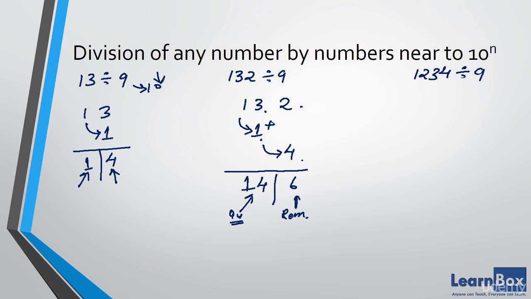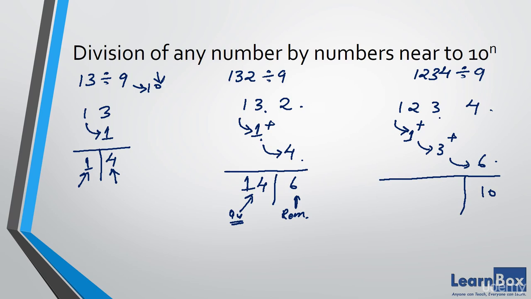Let's check it out with a 4-digit number. 1, 2, 3 and 4. So 1 goes here, 1 plus 2 goes here, which is 3. Now 3 plus 3, which is 6, goes here. Now we'll write it. 4 plus 6 is 10 in the remainder part. 3 plus 3 is 6. 2 plus 1 is 3 and 1 comes as it is.